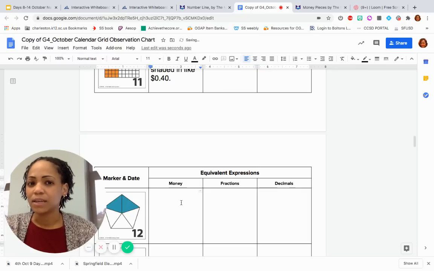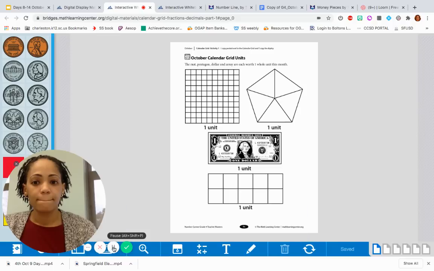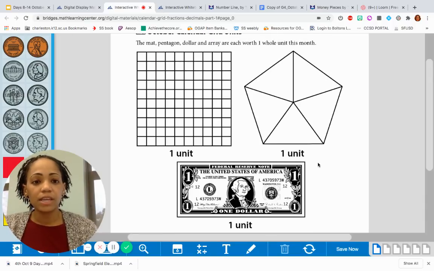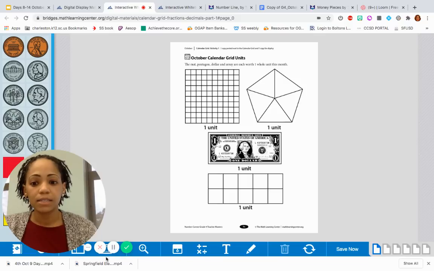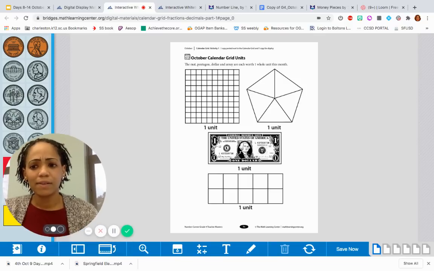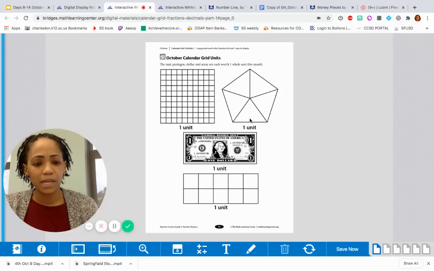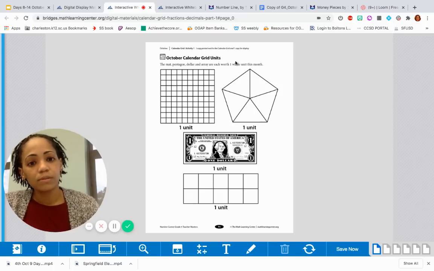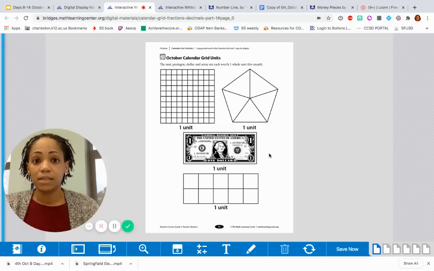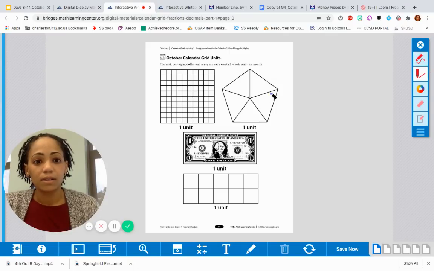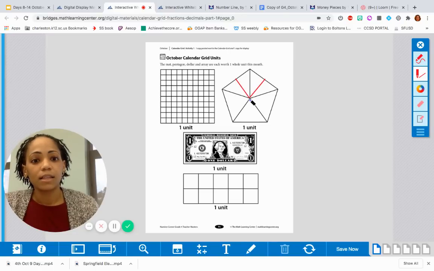How is that related to money? I'm going to pull up my display copy here just to refresh our memory. And we know that each of these are worth a unit, but how is that related to money? And we have this pentagon here. What could we do to make this look like tenths, possibly? Good. We could draw lines like this, like this, like this. And we can make this into tenths.